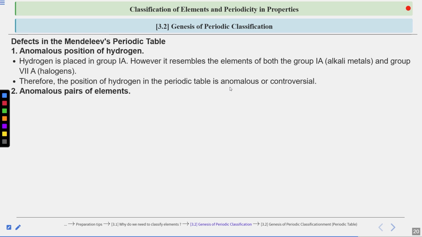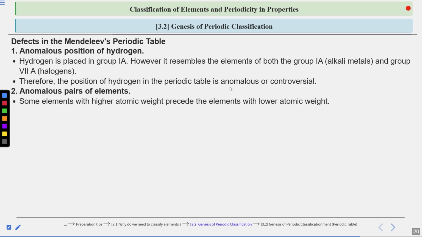Second thing is the pair of elements. We know that some elements with higher atomic weight precede the element with the lower atomic weight. Although with today's precision, if you try to arrange them in the increasing order of their atomic weight, you would get a wrong form of the periodic table, because atomic weight was not the periodic function as stated by Mendeleev. It was the atomic number. We'll see it.